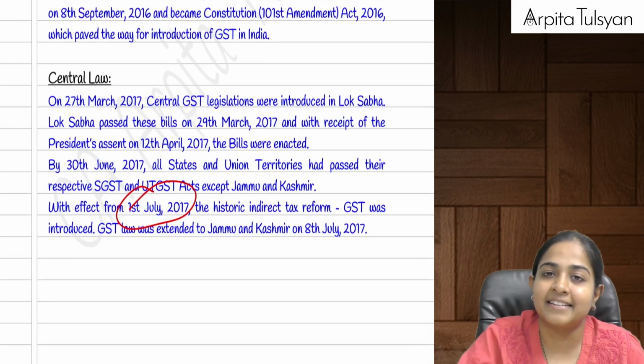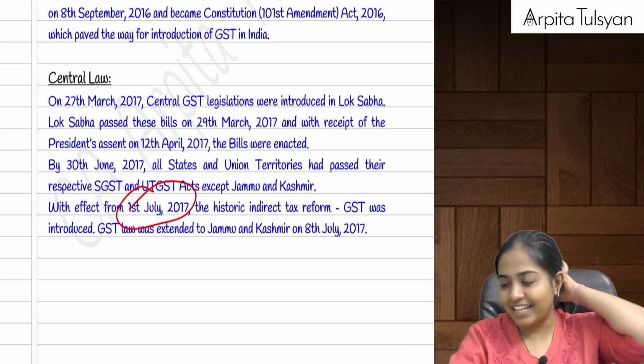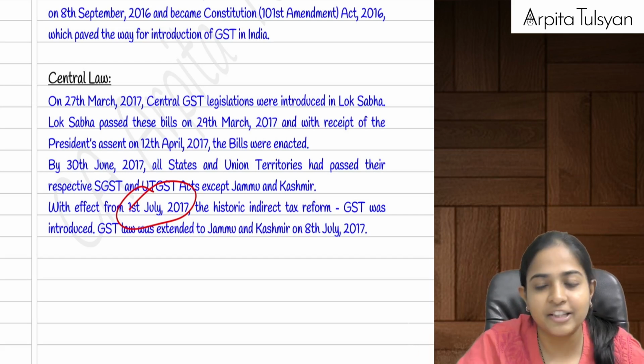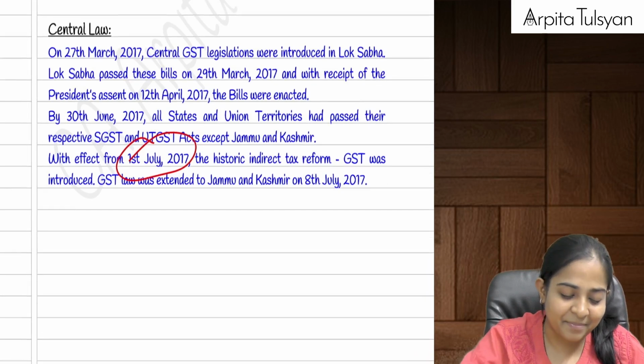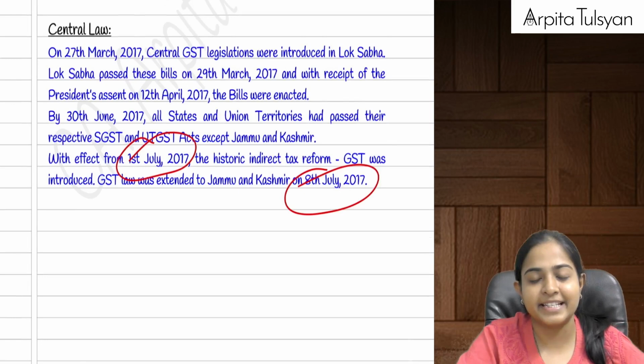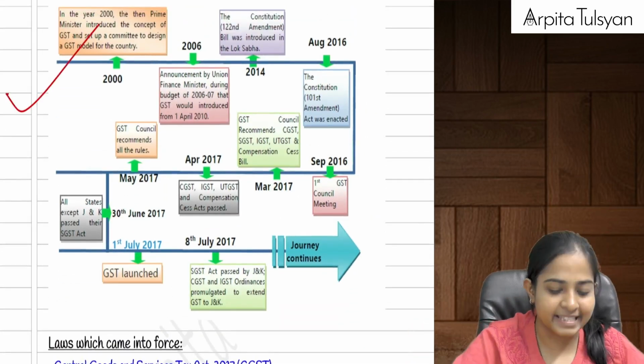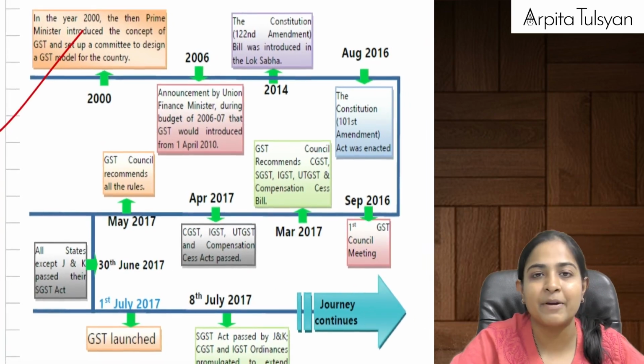Indirect taxes reform was done, and except for Jammu and Kashmir, and within a week's time, that is by 8th of July 2017, this law was even extended to Jammu and Kashmir. The entire thing is given in your book. Can you see this entire diagram, everyone?